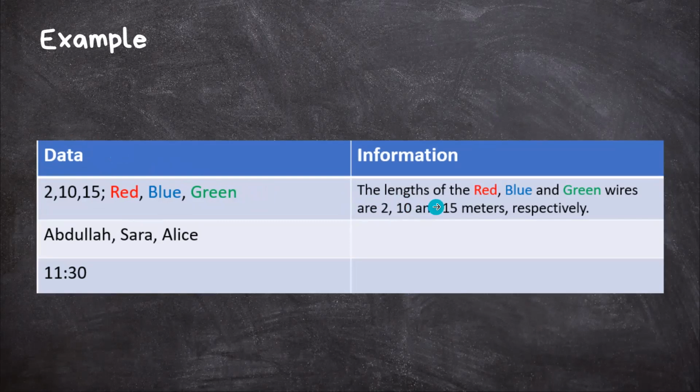So the lengths, if you just say it like this, the lengths of the red, blue, and green wires are 2, 10, and 15 meters respectively, then this makes sense. Now you understand what this red, blue, and green represents. These three colors represent the three wires. And these numbers here represent the length of each of the wires here. So now it makes sense.